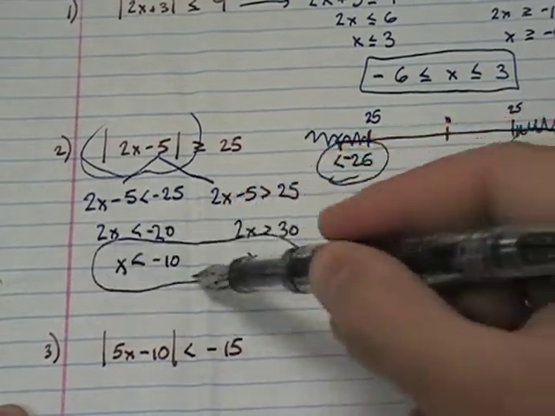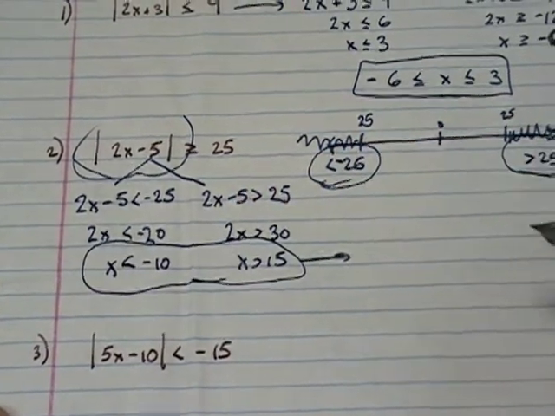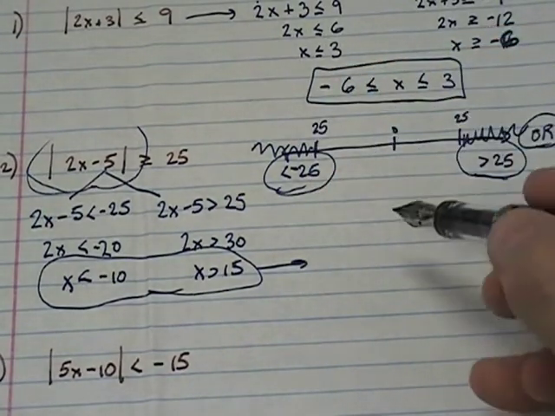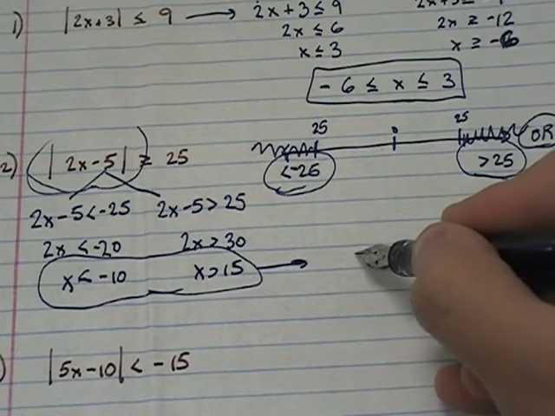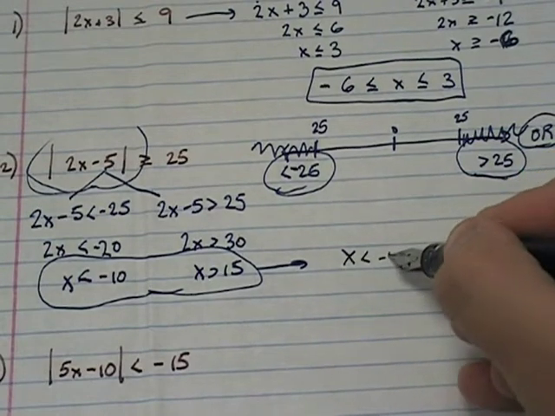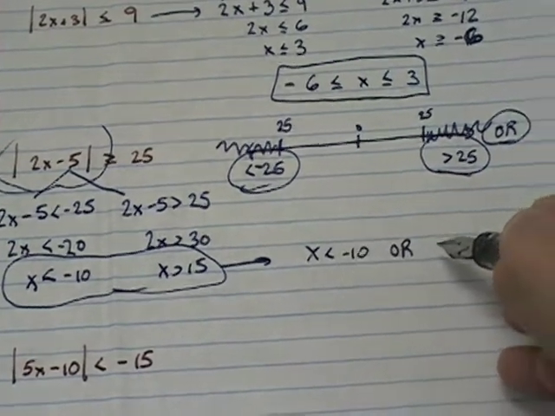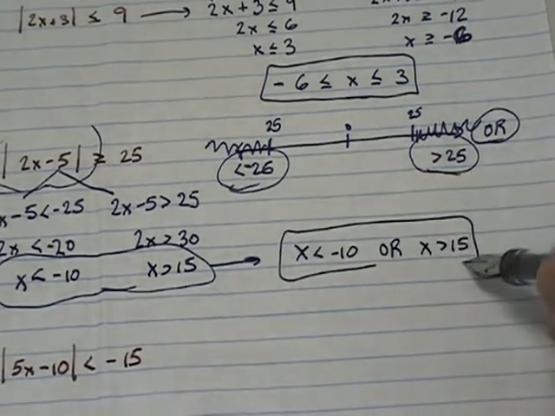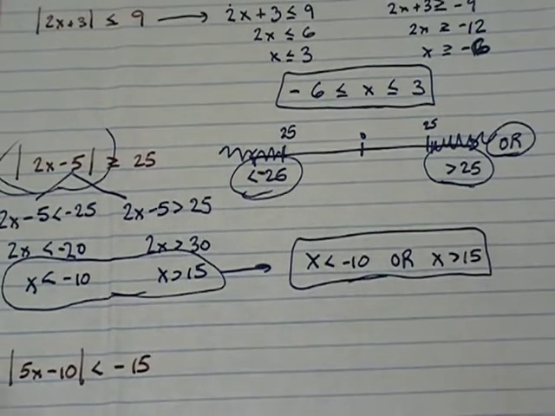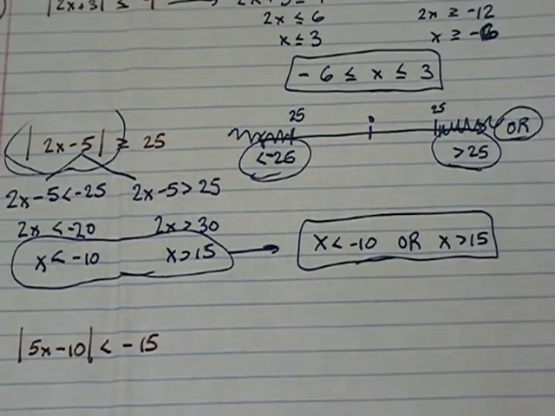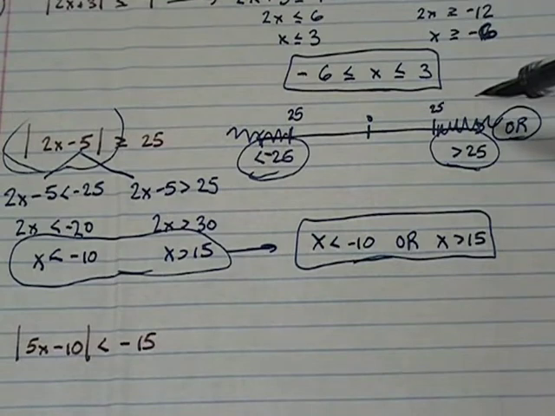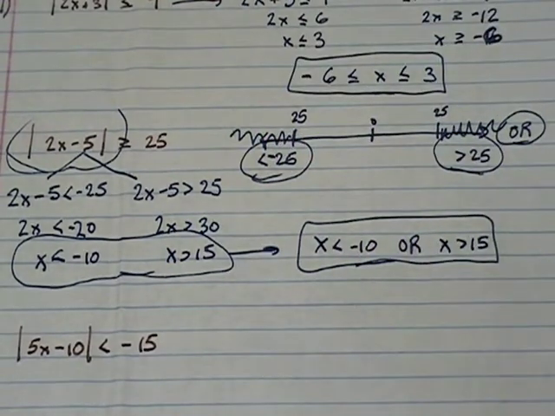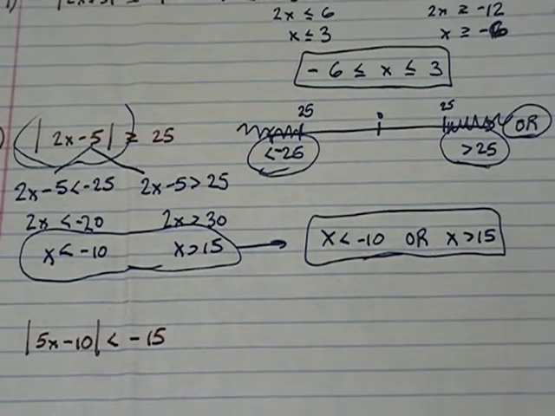And so you get these two solutions, and you have to write them correctly. You're going to shade to the left and shade to the right. That means x is less than negative 10 or x is greater than 15, because again, you're shading a larger distance than 25 from either side.